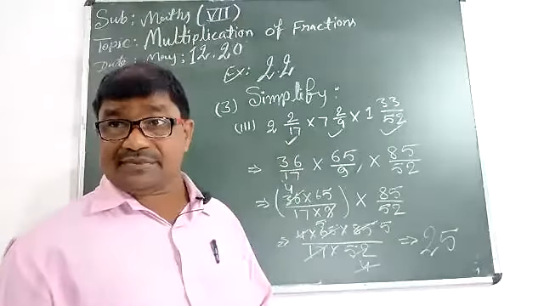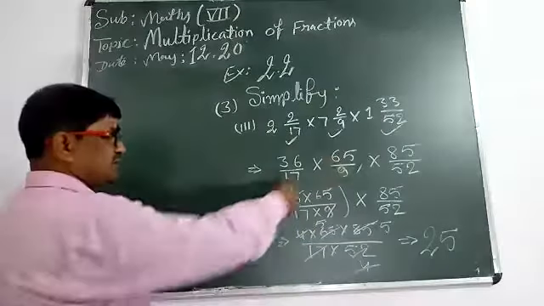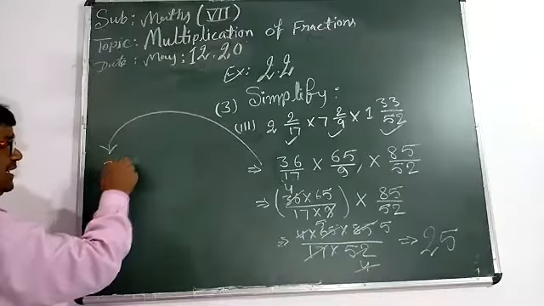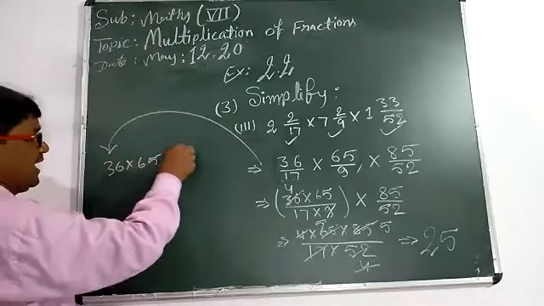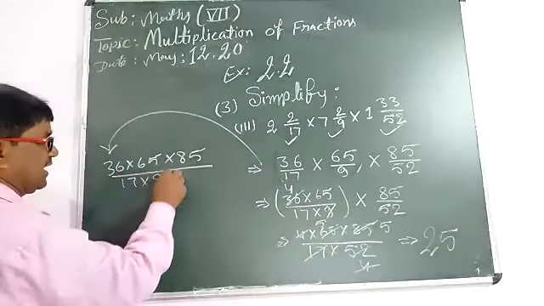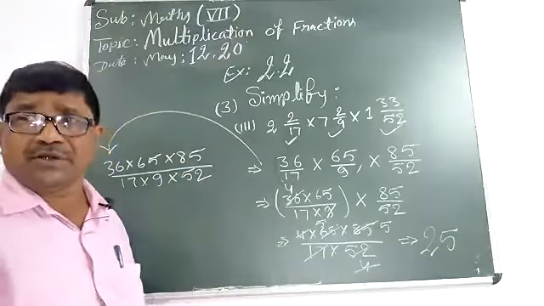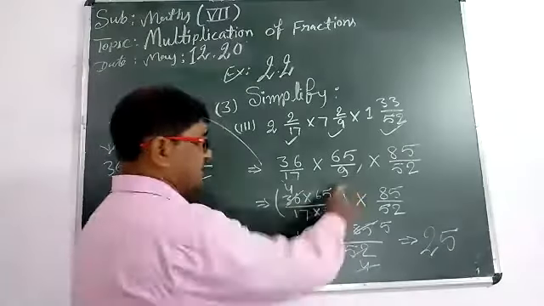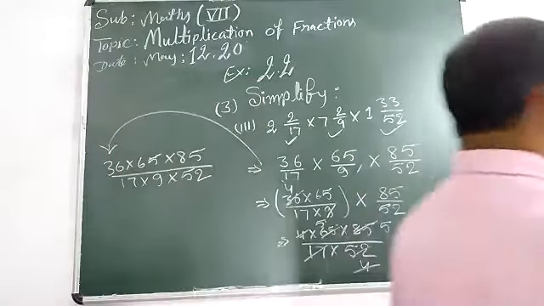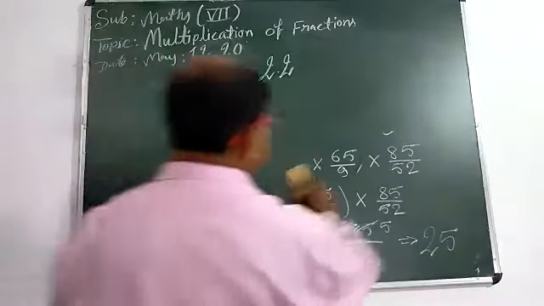Understood the manner? So you can multiply together at once. In the same time, you can multiply these three: 36 multiply 65 multiply 85 upon 17 multiply 9 multiply 52. Generally people do so, but this is the real manner. In this way, you should do the simplify.